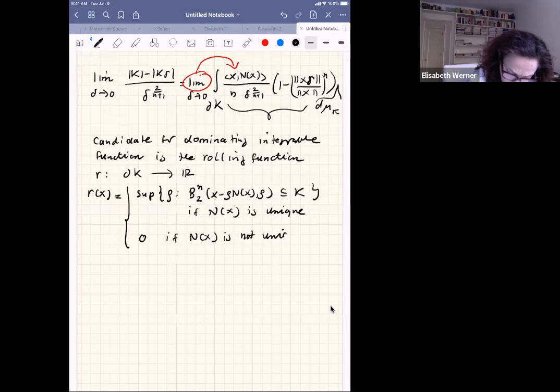And then we had a theorem that I already stated also yesterday. So maybe I can squeeze this here.